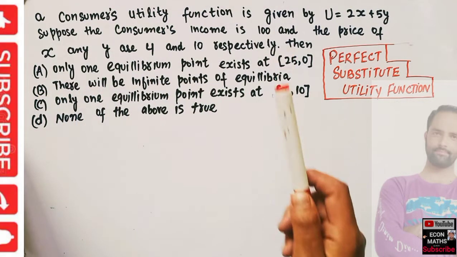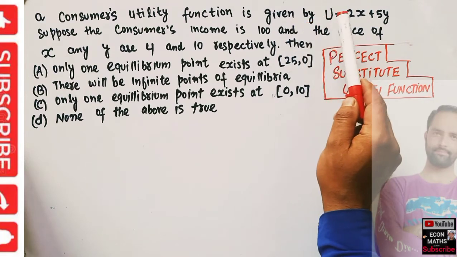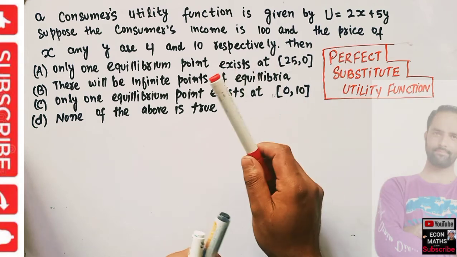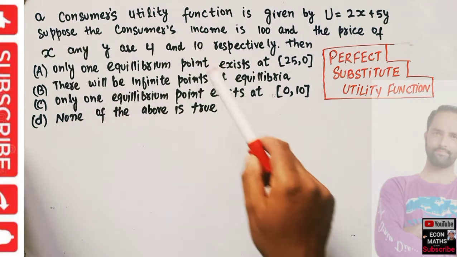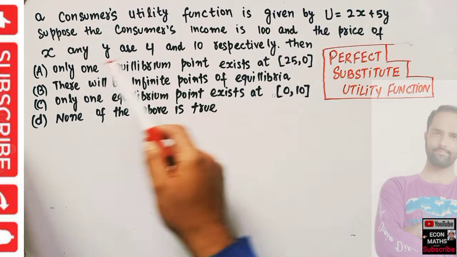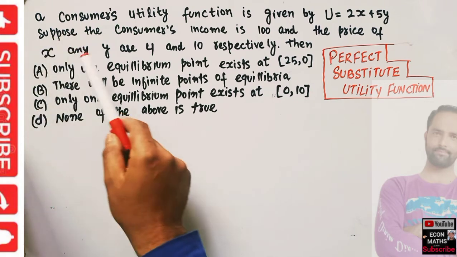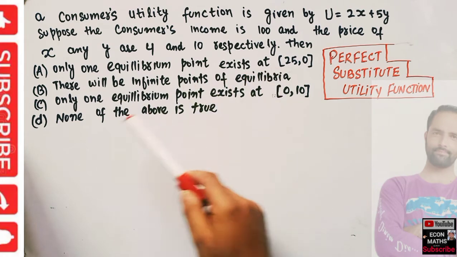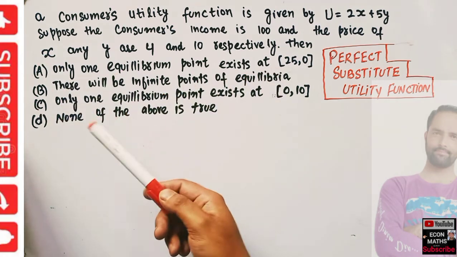A consumer's utility function is being given as u is equal to 2x plus 5y. X and y are the two goods. U denotes the utility. Suppose the consumer's income is $100 and the price of good X and Y are $4 and $10 respectively. Then we have to see which of the options is correct.